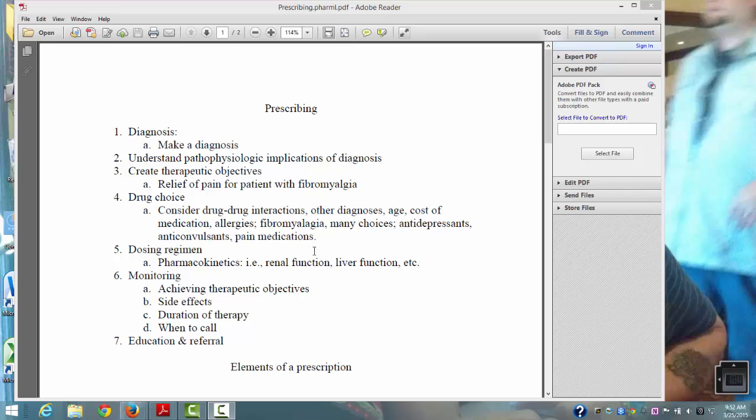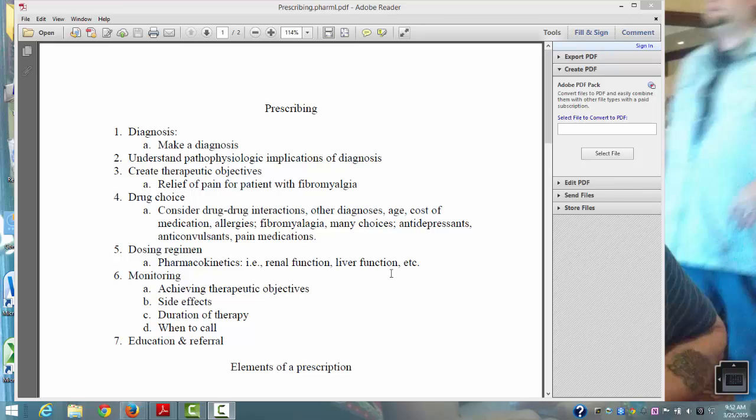And dosing regimen, you have to come up with it. It's important to know the pharmacokinetics, and that's how the body, what it does to the drug when you ingest it, or topical, oral, and we'll be talking about that in the second class. Renal function, liver function, important.